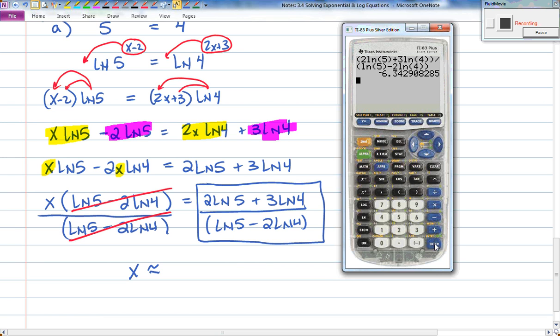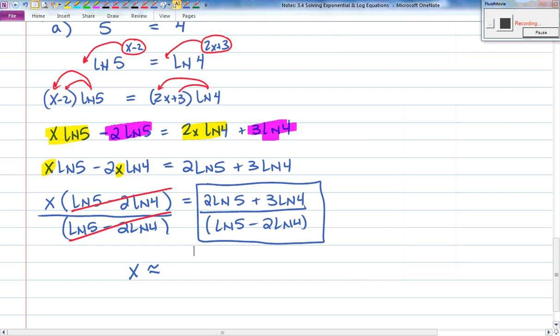Because I don't want you guys to do all this work, then get to the end, and then get a calculator misstep. We're going to go to 2 at the very end, the very last step. So negative 6.34.